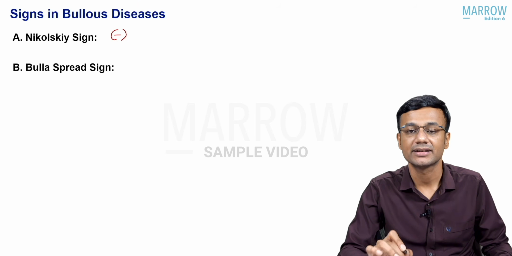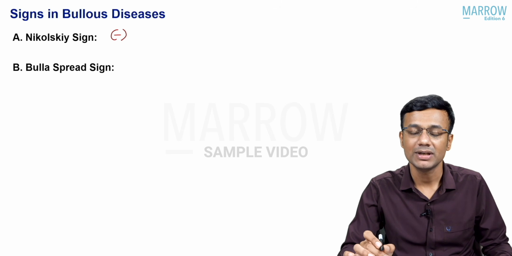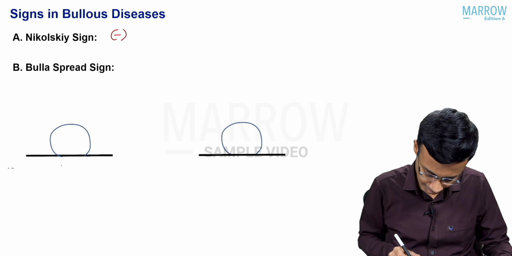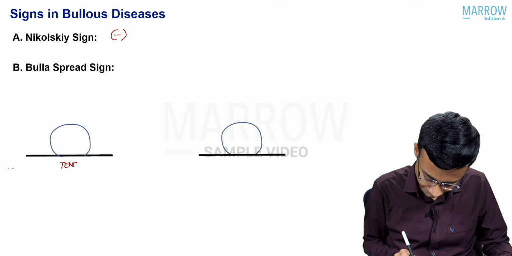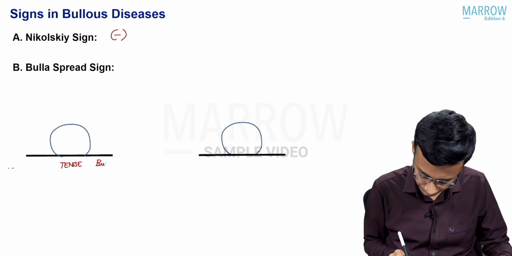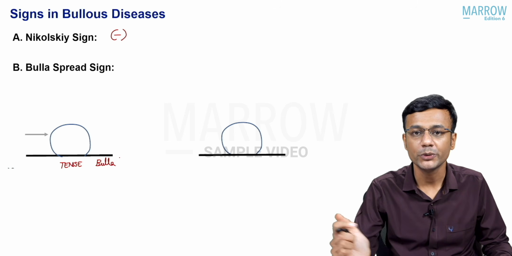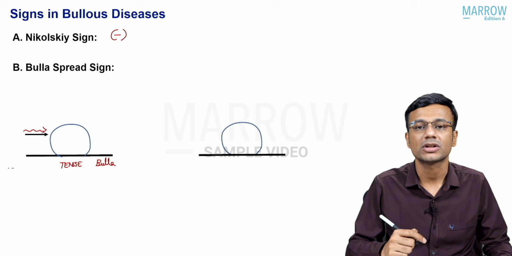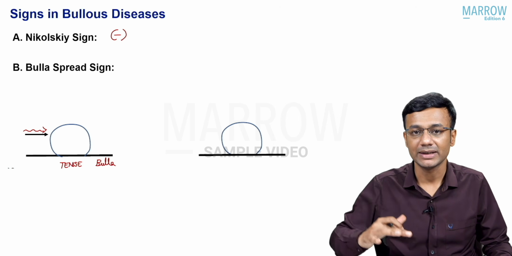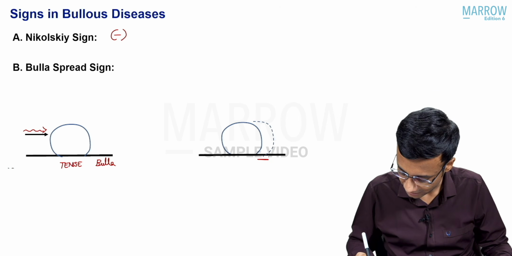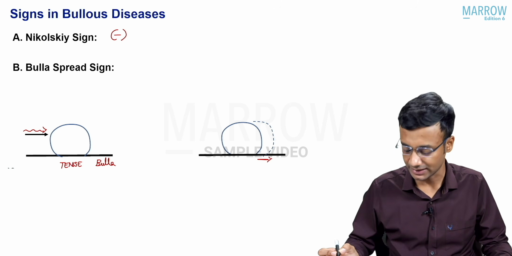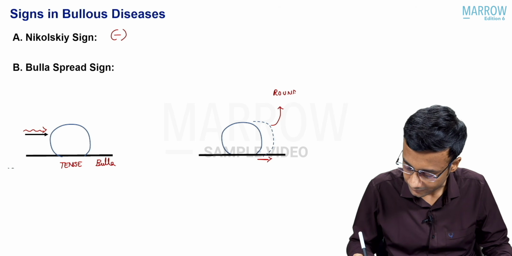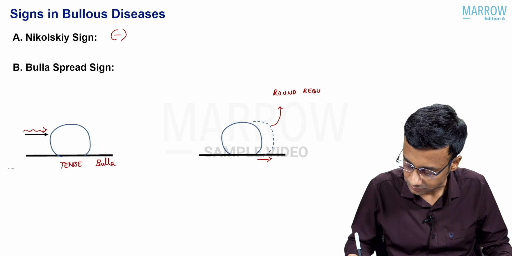Next sign which we elicit here is bulla spread sign. Now just imagine this is a tense bulla over here. So what is going to happen is when you give unidirectional pressure from the side, the fluid will move to the adjacent area. So the margin of the bulla moves to the adjacent area. And if you see this margin, this is called a round regular margin.